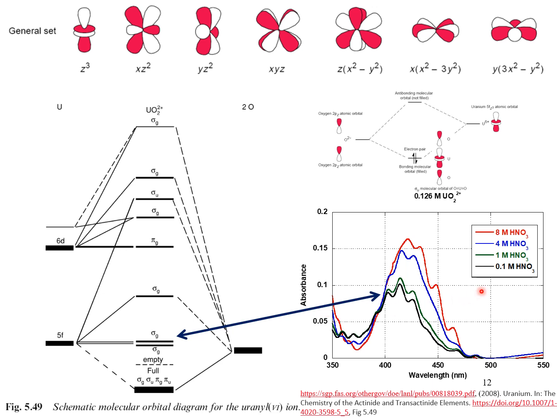And here's an example of data for uranium-6, the uranyl ion, in nitric acid from 0.1 to 8 molar. We see the very characteristic peak with some changes due to change in speciation as a function of nitrate concentration.